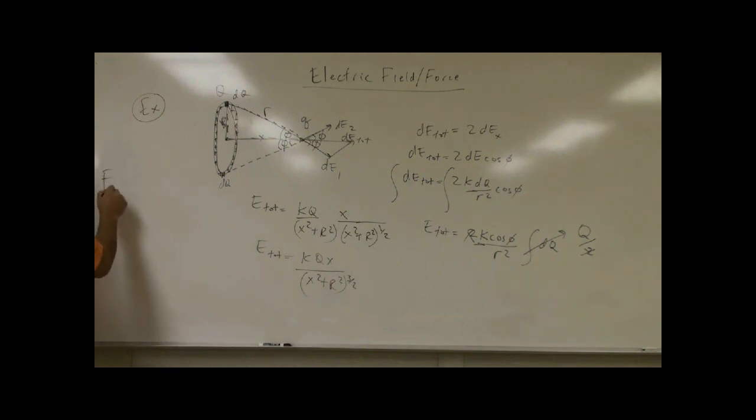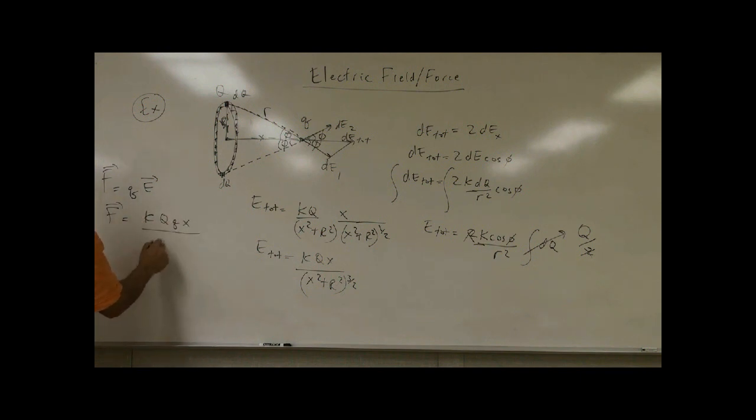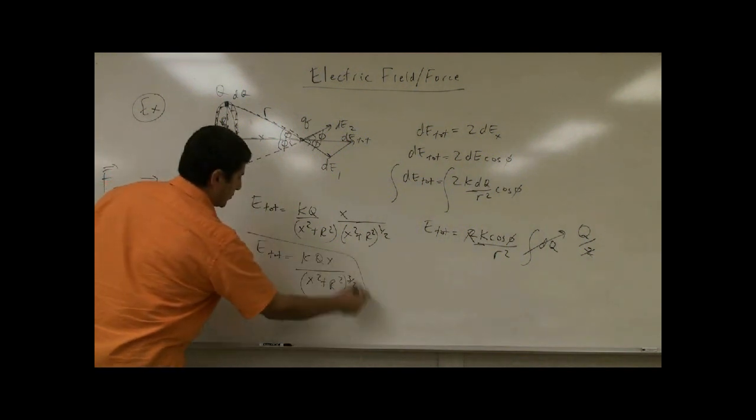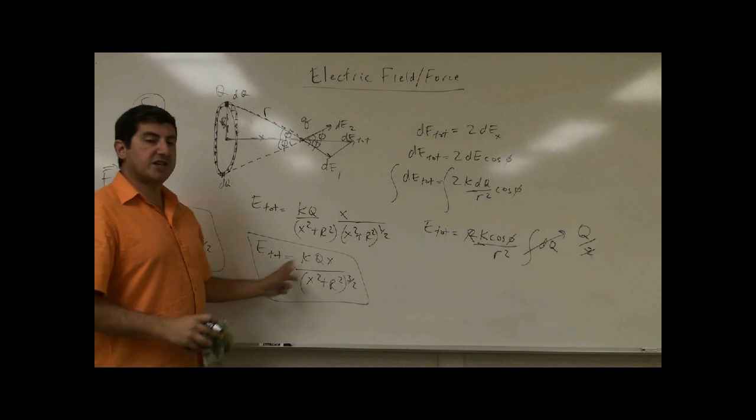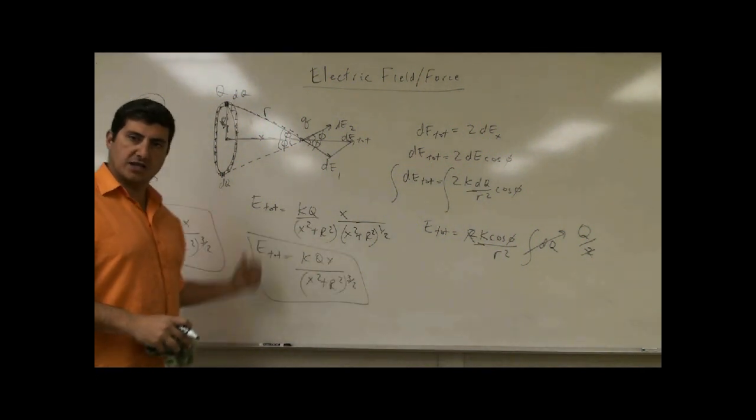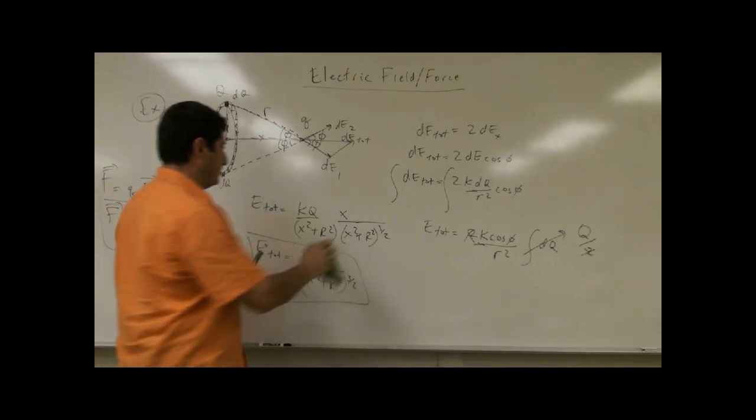So F is equal to QE, which is equal to kQqx over (x squared plus r squared) to the 3/2 power. Okay? So one of the things we can do when we derive this kind of equation, this is the equation for the electric field, and that's the equation for the force, is see if it makes sense. Take the limit of this as x goes to 0, and take the limit of it as x goes to infinity.